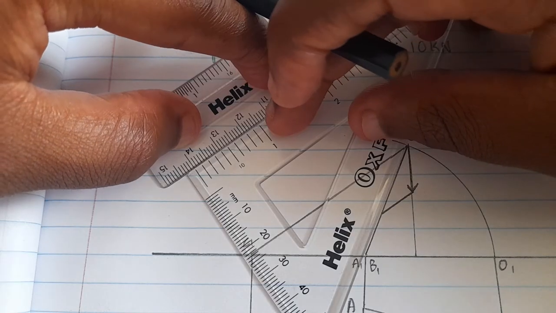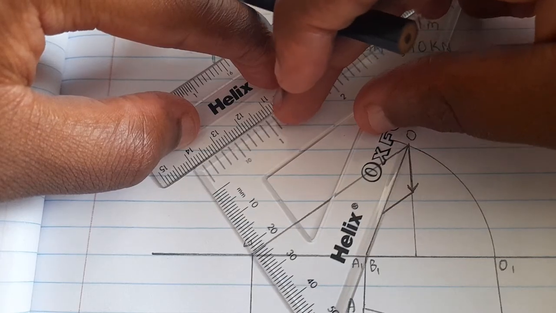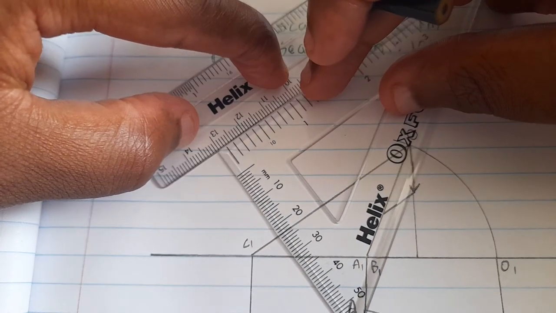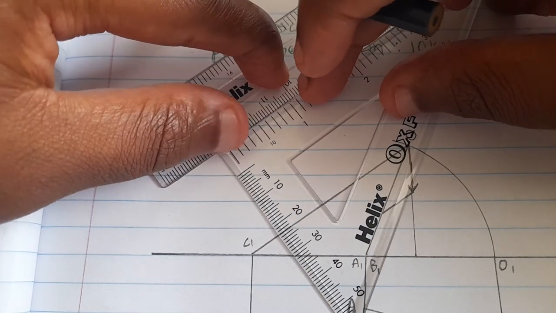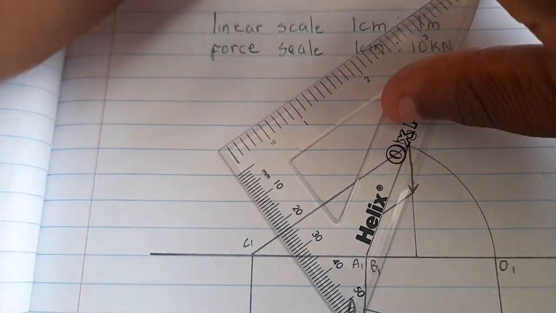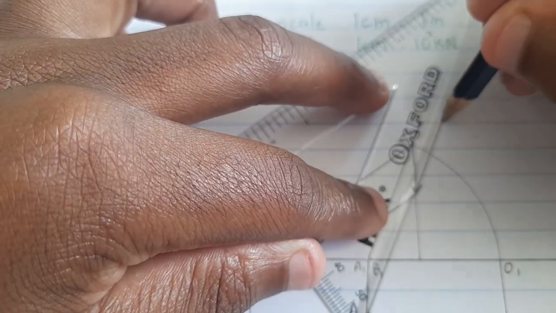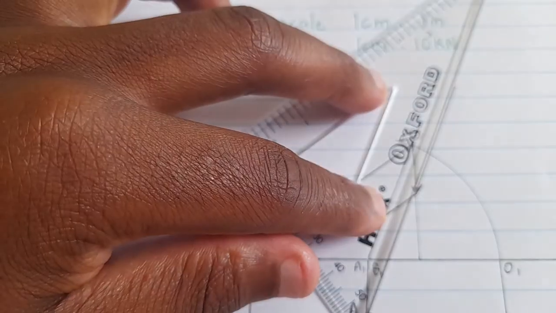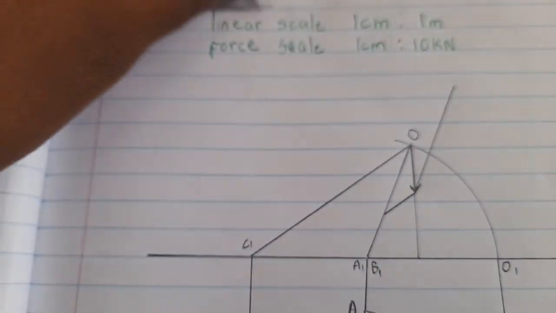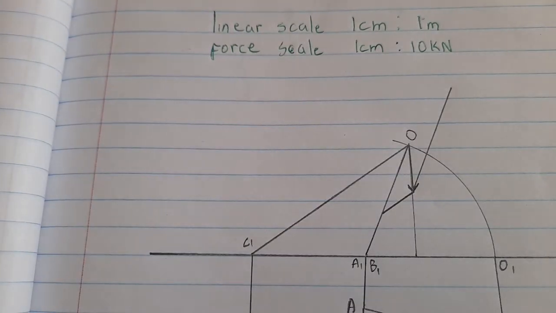And then from there, you just swing it up until it hits the where the load ends, and then you can remove that one and then just draw a line. Okay, just like that. There it is.